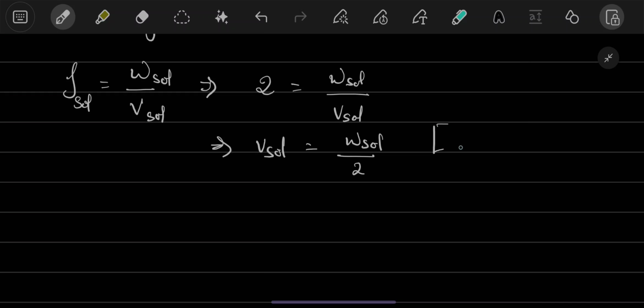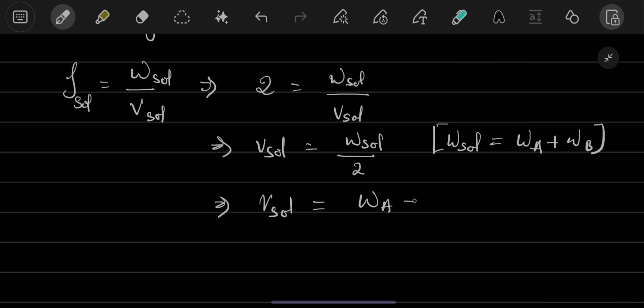Also we know that weight of solution is equal to weight of solvent plus weight of solute. And then we can represent it here, that is volume of solution is equal to weight of solvent plus weight of solute by 2. We get this third equation.